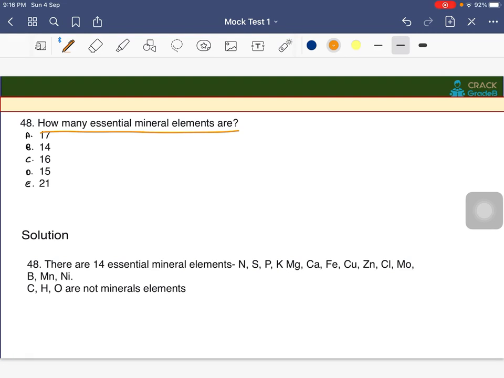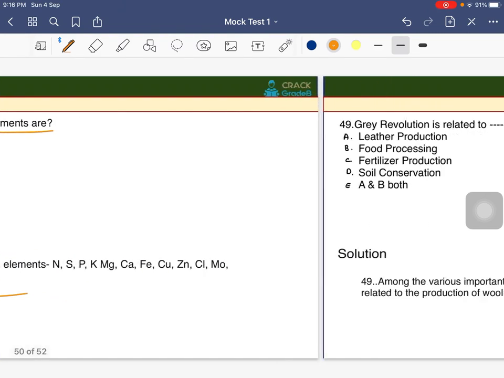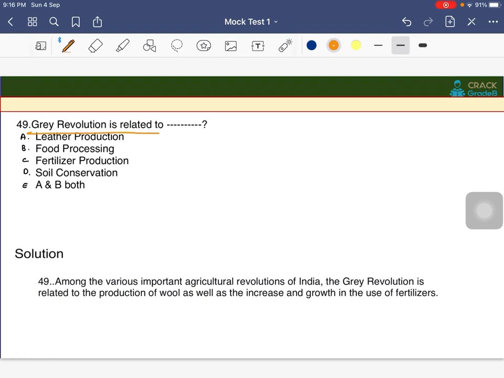Okay, there are 14 essential mineral elements, and carbon, hydrogen, oxygen are not mineral elements. Okay, the option is B, that is 14. The Grey Revolution is related to leather production, food processing, fertilizer production, soil conservation, or both A and B. The answer is C, fertilizer production, with respect to the Grey Revolution.